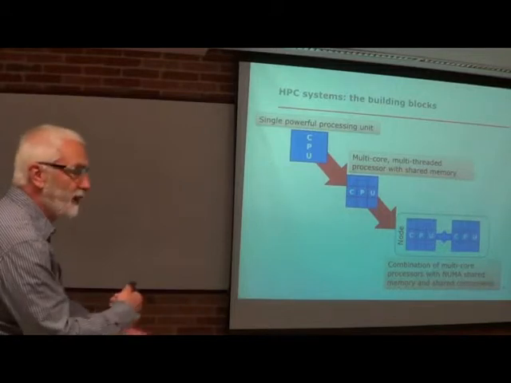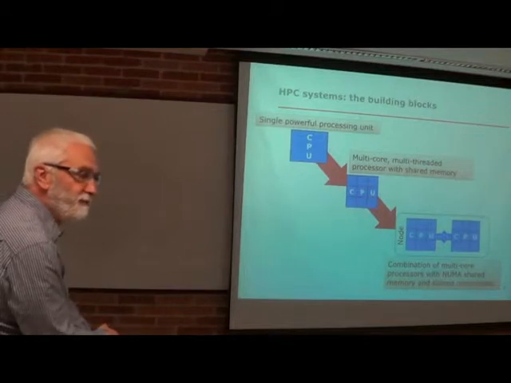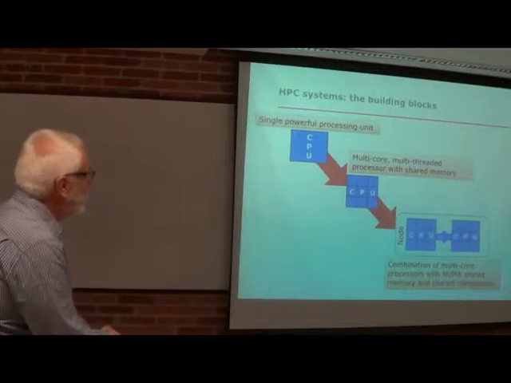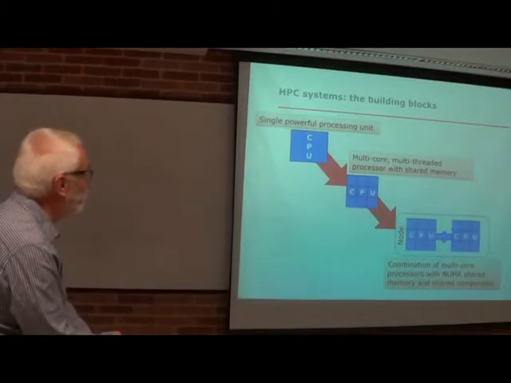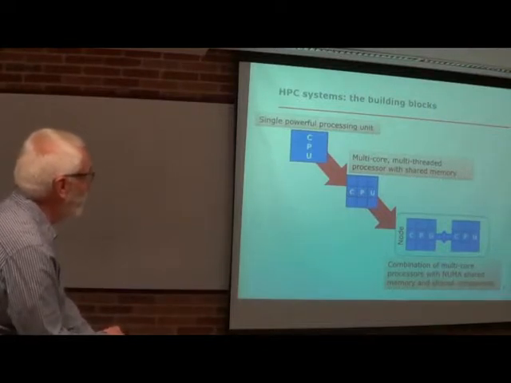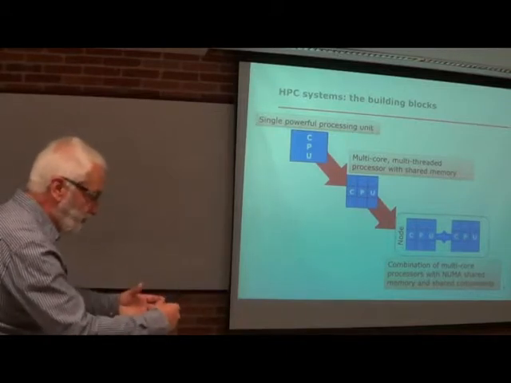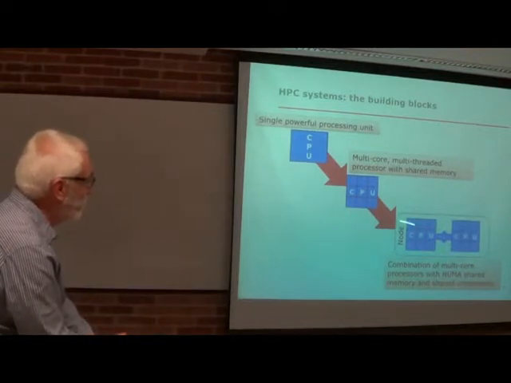This is basically, you know it. We have the single powerful processing units in your laptops. The laptops are old. We started with this in the 90s in our desktop machines in the office. And now you have multi-core, multi-thread processors which share memory. You have a few cores which share the memory. You could run with simple programs with OpenMP. And then the next step is that you combine some of these into nodes.